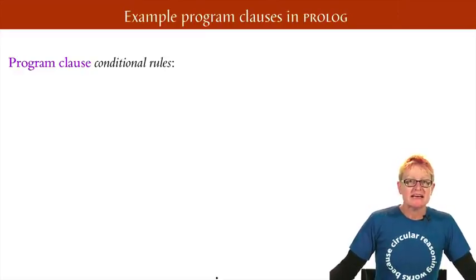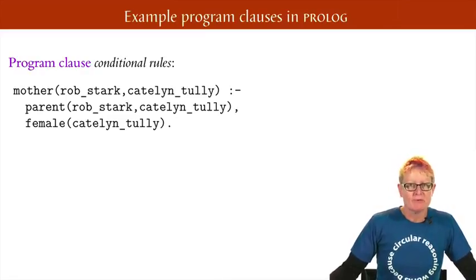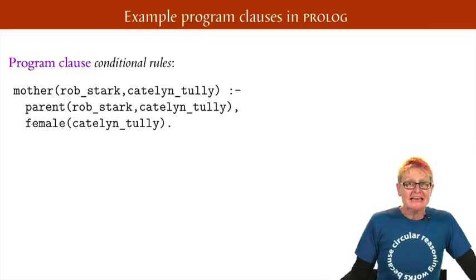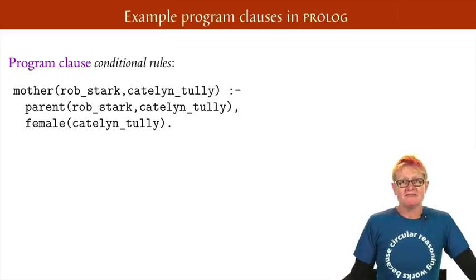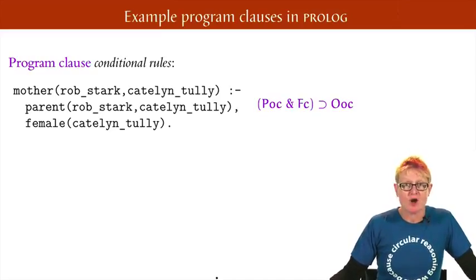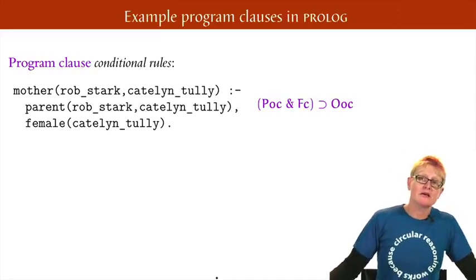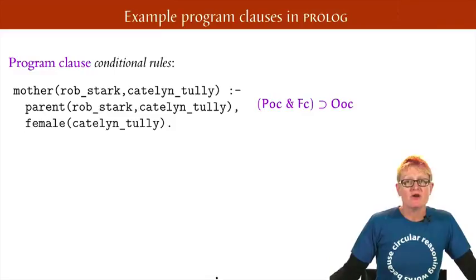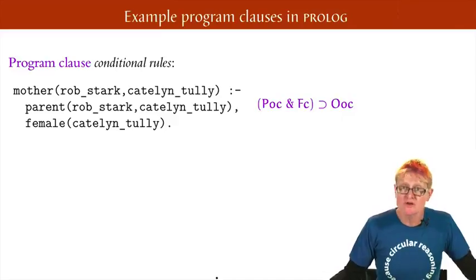So next we consider conditional program clauses, still with names and not yet with variables. For example, the mother of Robb Stark is Catelyn Tully if a parent of Robb Stark is Catelyn Tully, and Catelyn Tully is female. And here's the corresponding logic formula, using capital O for the predicate for mother because capital M is already used for is male. When this program clause is added to the previous list of atomic facts, we can draw the logical consequence that the mother of Robb Stark is Catelyn Tully.